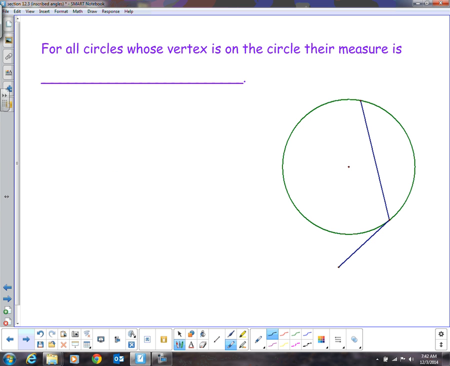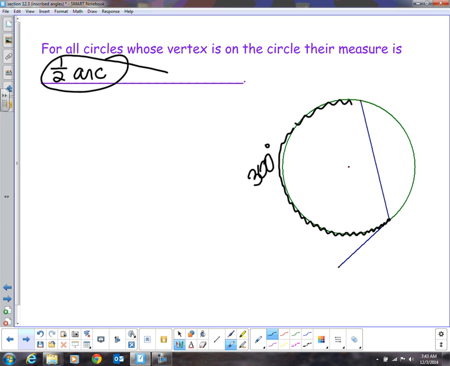For all angles whose vertex is on the circle, their measure is half the arc. I'm just saying this over and over again. So look at this funny looking angle. Is its vertex on the circle? This is the arc it cuts off. If I told you that arc was 300 degrees, how would we find that angle? What are we supposed to do? Half the arc. So this angle would be 300 divided by 2, or 150. It doesn't equal the arc anymore. It's half the arc. Or you could say the arc is double the angle, if you don't like fractions.